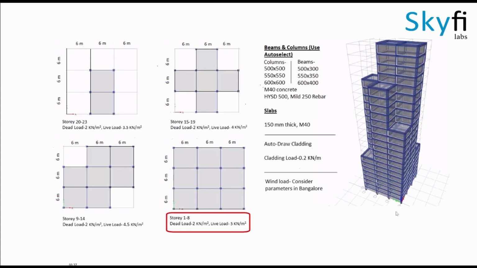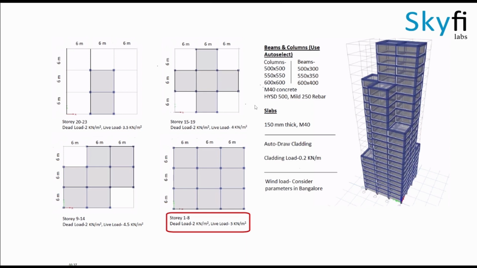The lateral section of the building is different for different sets of stories. The dead load is same for all the stories of the building, that is 2 kN per meter square. But the live loads are different for each of the similar sets of floors. For story 1 to 8, the live load is 5 kN per meter square. For story 9 to 14, the live load is 4.5 kN per meter square. For story 15 to 19, the live load is 4 kN per meter square. And for story 20 to 23, the live load is 3.5 kN per meter square.